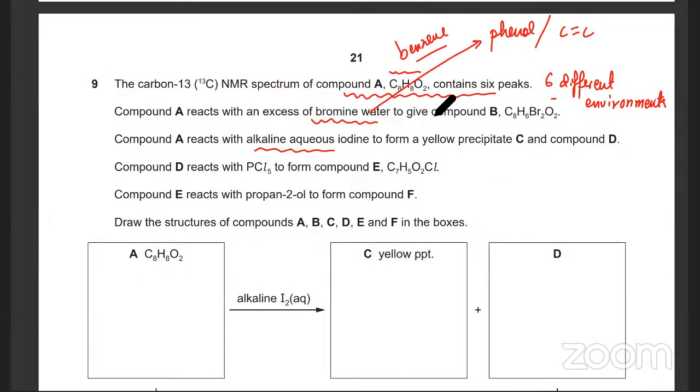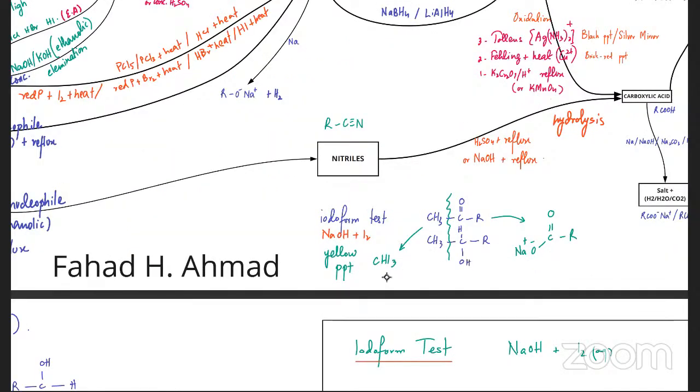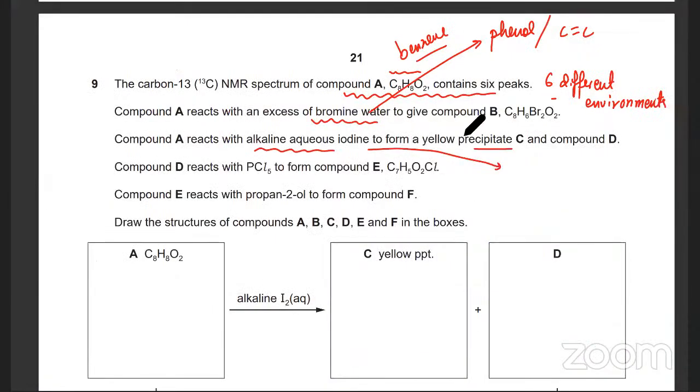So based on the iodoform test, you're getting a yellow precipitate C. The yellow precipitate is of CHI3. The CH3 breaks off and turns into triiodomethane. The other part of the molecule actually turns into a carboxylic acid. So I got a yellow precipitate and compound D. What does alkaline aqueous iodine indicate? It indicates that it must be a methyl with a carbonyl bond, or a methyl with a CHOH.